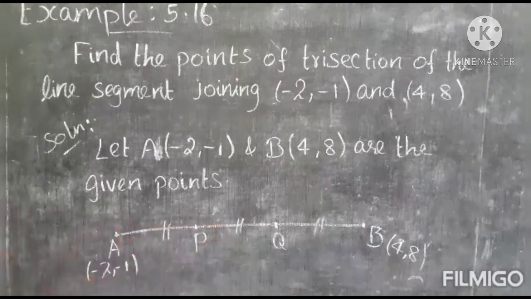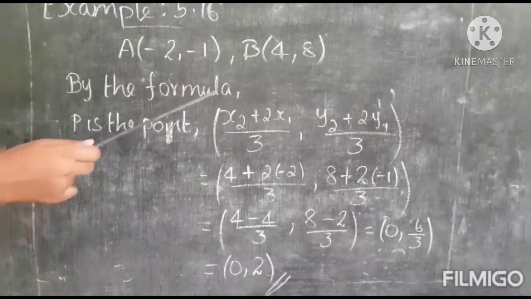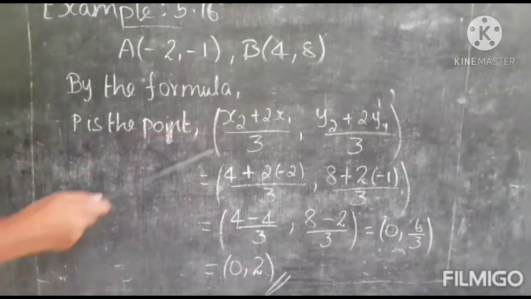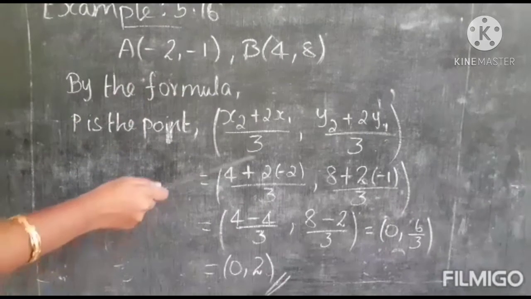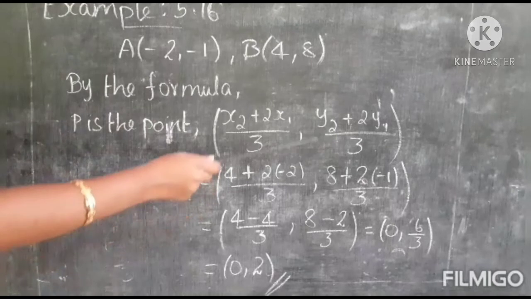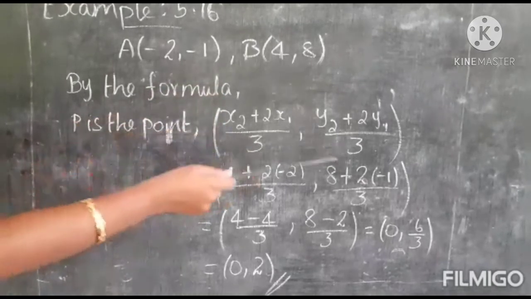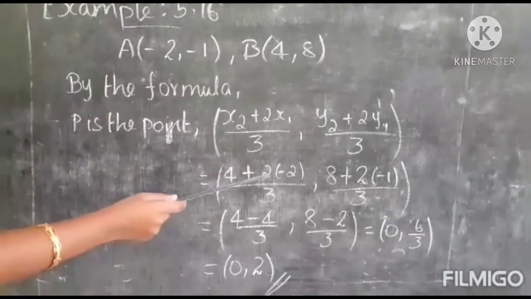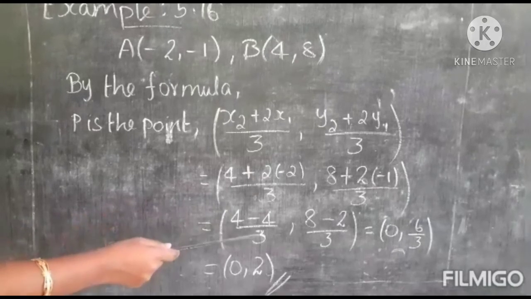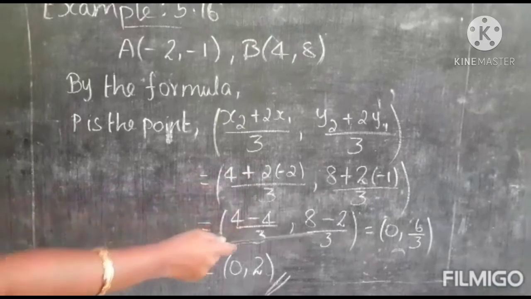By the formula, P is the point (x2 plus 2x1)/3, comma (y2 plus 2y1)/3. Here x2 is 4 plus 2 into x1 which is minus 2, by 3, comma y2 is 8 plus 2 into y1 which is minus 1, by 3. That is, (4 minus 4)/3, comma (8 minus 2)/3.